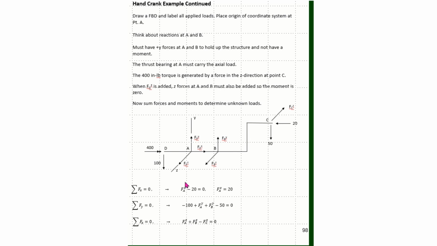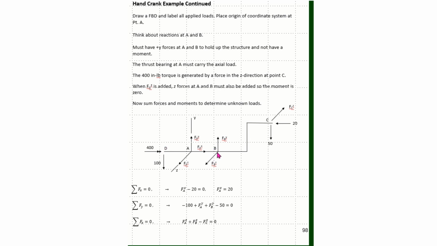Now in the z direction, I have an FAZ plus an FBZ minus FCZ, and all of that has to equal 0. Now I'm ready to sum my moments. And when I sum moments about point A, I'm going to have forces here at D that I'll need to account for.